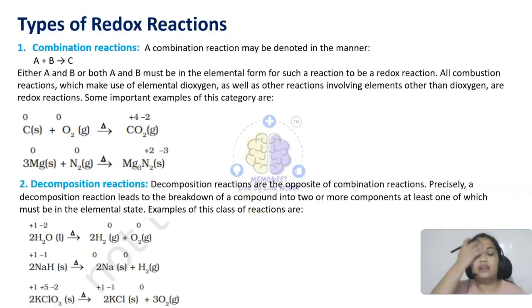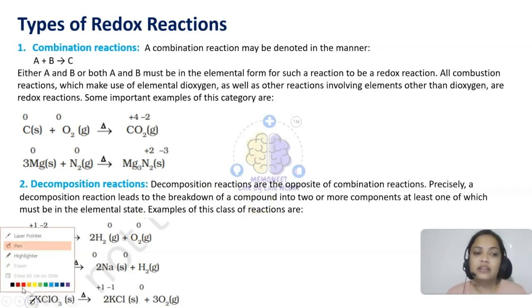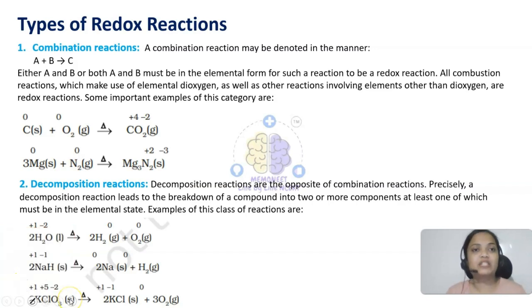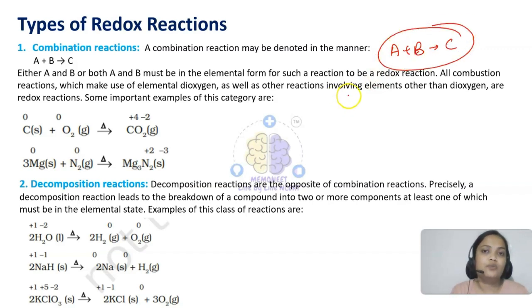Now redox reactions can be of different types. You have studied all the reactions earlier as well, but now we will be studying them as redox reactions, where the oxidation number is increasing or decreasing. So combination reaction, you know that where two or more reactants combine to form a single product. But here there is a condition that either of the reactants or both of the reactants must be in elemental form. If they are in elemental form, only then will we call this combination reaction a redox reaction. So at least one reactant must be in elemental form.